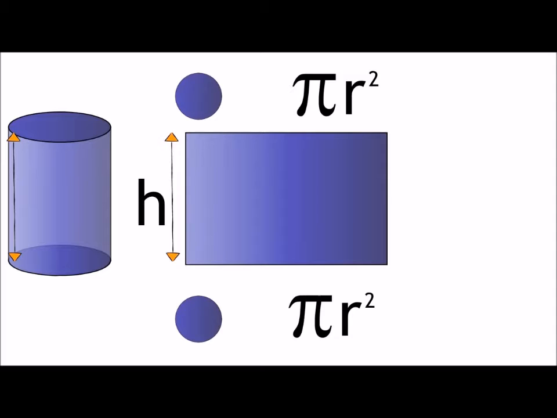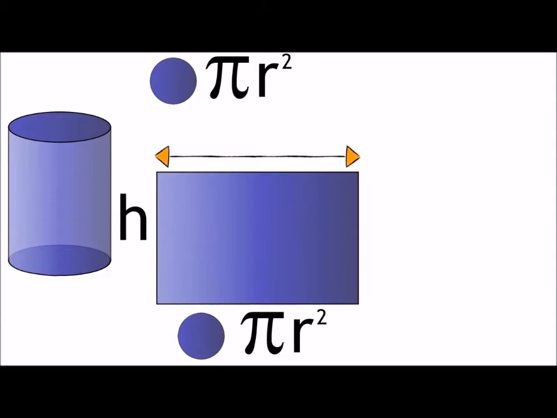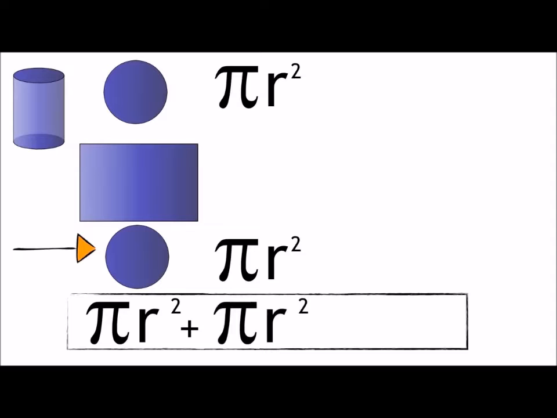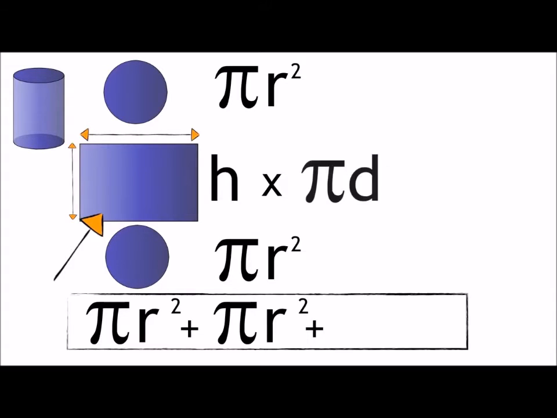And then this length across here is the same as the distance around the outside of the circle. And we've got a formula for that as well. It's pi times diameter, pi d. So the surface area is going to be the area of the circle, pi r squared, plus this area of the circle, pi r squared. That's two lots of pi r squared. Plus the area of this rectangle. Now that rectangle is going to be this length here, times by this length here. So it's going to be h times pi d.